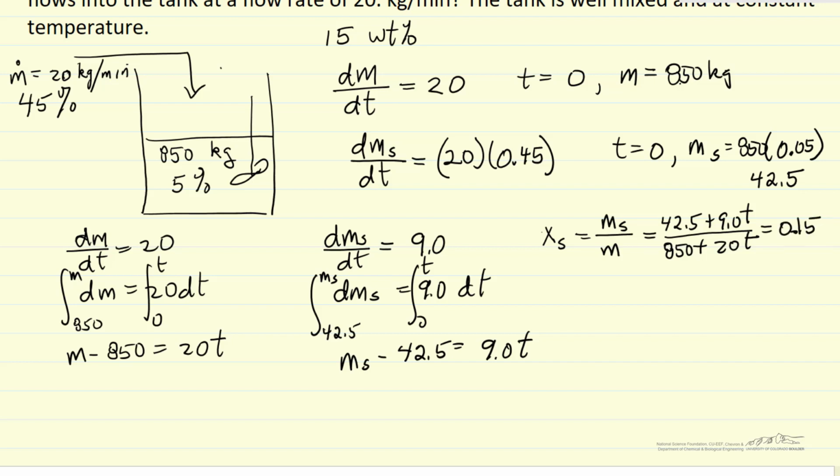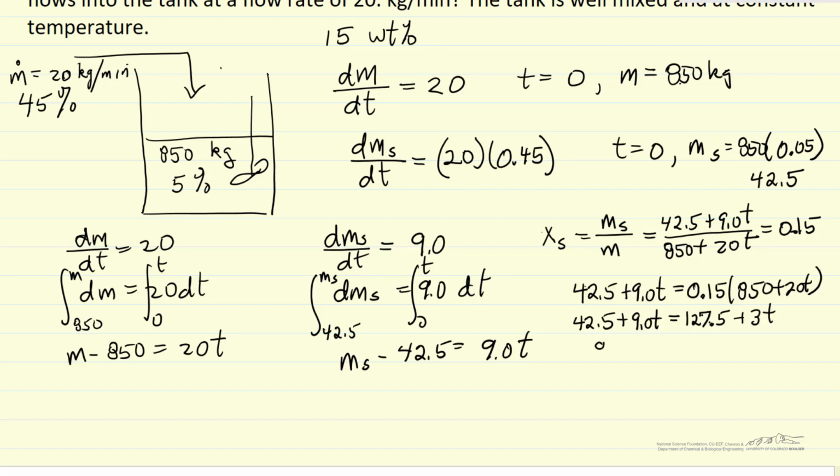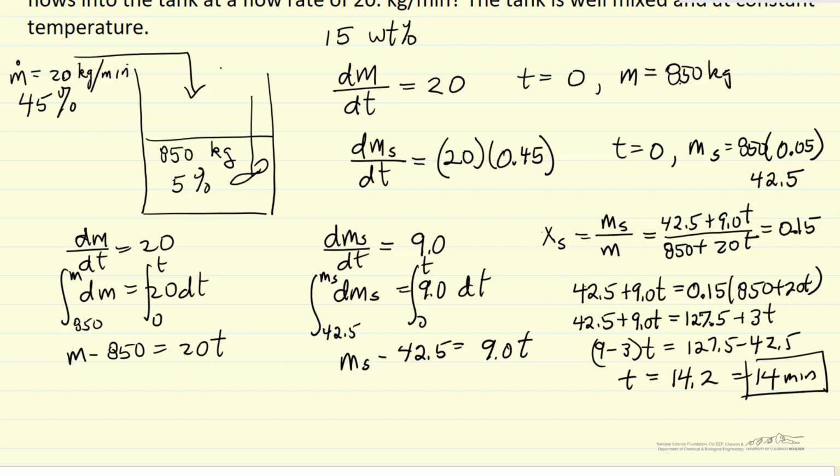So we can solve that. We can just do the algebra and solve for t. Let me pause and rearrange that. Then I can put terms with t, 9 minus 3, t on the left, and 127.5 minus 42.5 on the right. So we can solve for t, 14.2, and with significant figures we call this 14 minutes. So that's how long we have to flow this concentrated solution to get up to 15% in the tank.